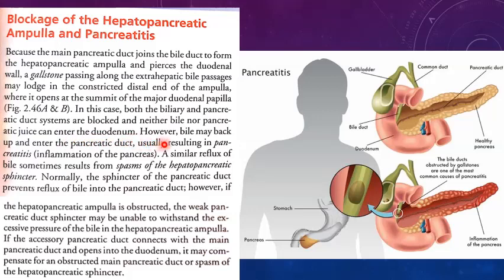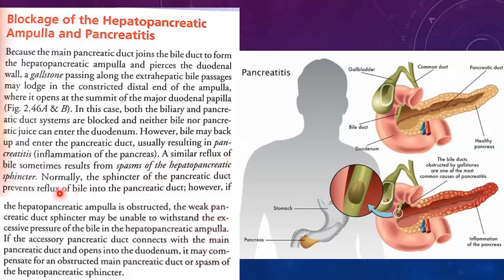However, bile may back up the entire way and enter the pancreatic duct, usually resulting in pancreatitis. Because of the blockage, the bile which has to go into the duodenum will go into the pancreatic duct, and that causes inflammation of the pancreas, which is called pancreatitis.